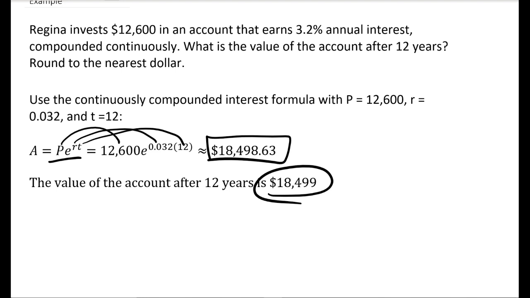So pretty significant, but keep in mind that the 3.2% annual interest is still kind of low. I mean, it's a good interest rate nowadays, but it's still kind of low because you're going to get less than $6,000 in 12 years. 12 years is a pretty long time.